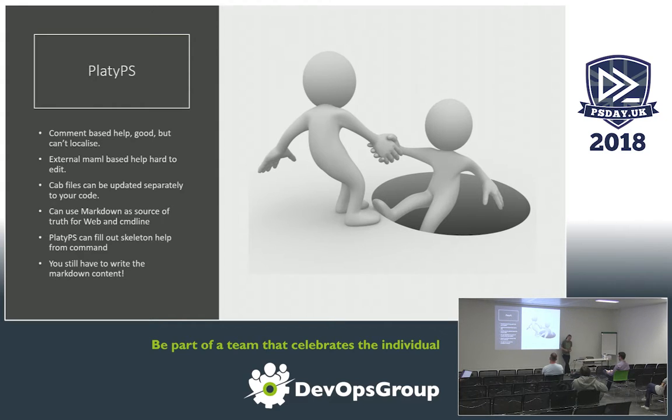Markdown is great because you get a single source of truth for your help. You can use it on the web page. When you do -online, you can use the same Markdown file for that as you're often providing the help internally to the module. The XML format for help in PowerShell is pretty horrendous.